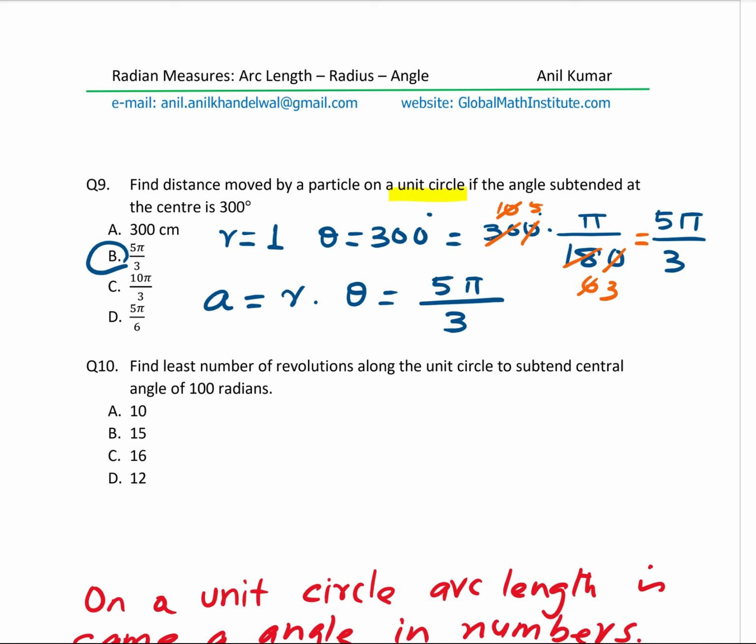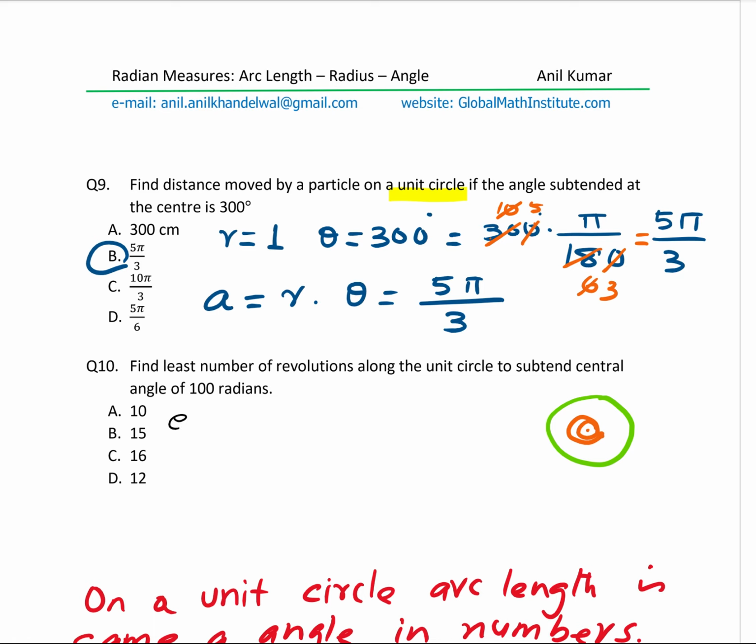The last question, question number 10 here is, find least number of revolutions along a unit circle to subtend central angle of 100 radians, right? So the idea is that we do have a circle. Let me just make a rough sketch of circle. Let's say this is our circle. So we are going round and round. Each revolution is 2 pi radians, right? That is important to understand.